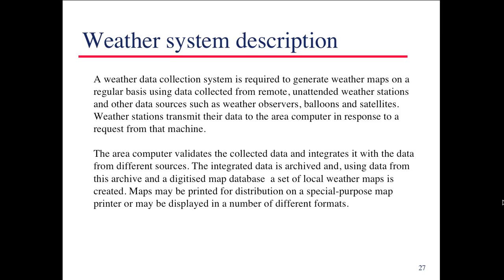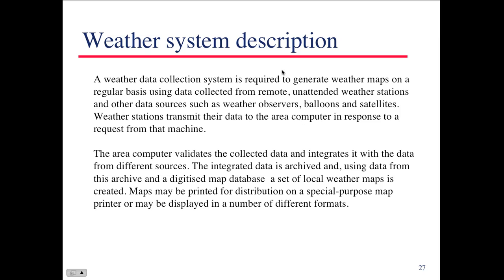So the weather data collection system is required to generate weather maps on a regular basis using data collected from remote unattended weather stations and other data sources, such as weather observers, balloons, satellites, all sorts of things out there. So we're collecting data. The weather stations transmit their data to the area computer in response to requests from that machine. So their machine requests the data, it transmits it.